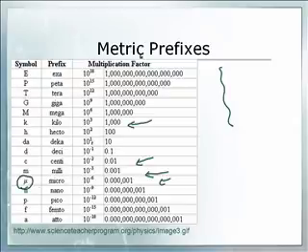While we're at it, micro is kind of a weird one in that you have a funny looking U. It's actually a Greek letter, and that's a millionth. And a nano is a billionth. That's pretty much the only ones you need to worry about. This chart has lots of things.